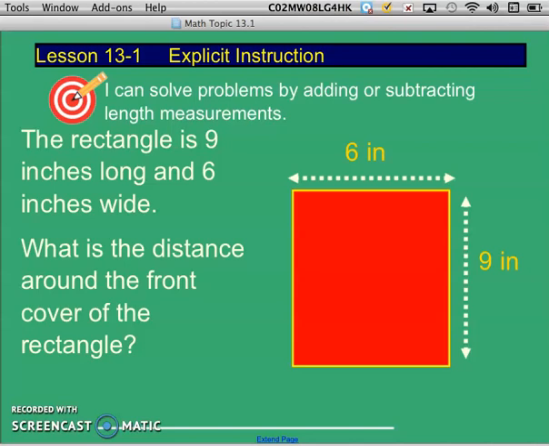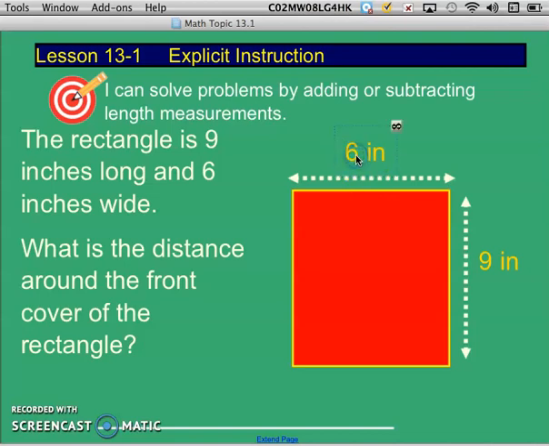Okay, let's continue with our regular lesson. The rectangle shown on the side measures 9 inches long and 6 inches wide. What is the distance around the front cover of the rectangle? We will learn how to find the distance today. Okay, so to find the distance around the rectangle, we will add all the numbers going completely around the rectangle.